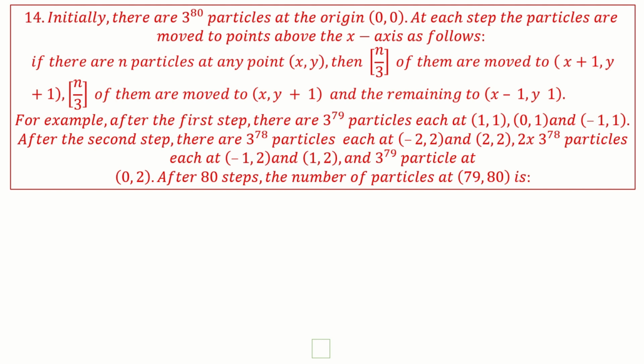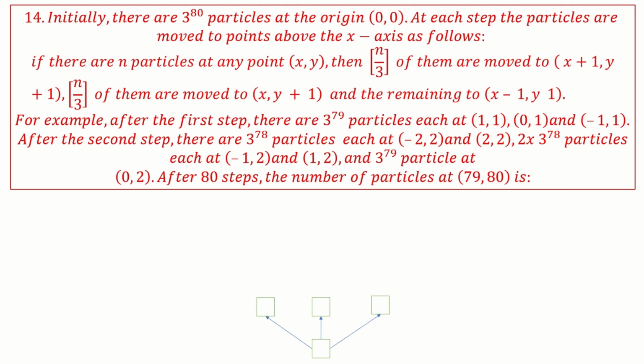So what are the 3 equal parts? If you divide them by 1 by 3, 1 by 3, and 1 by 3, they'll become 3 power 79, 3 power 79, and 3 power 79. Let's come to the numbers later. They get divided into 3 equal parts, and they will be placed at 0 comma 1, 1 comma 1, and minus 1 comma 1. Basically, the y coordinate is increased by 1 and the x coordinate is either the same, or 1 unit to either side.